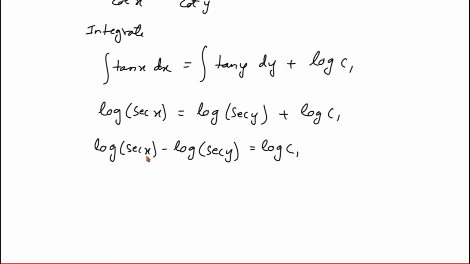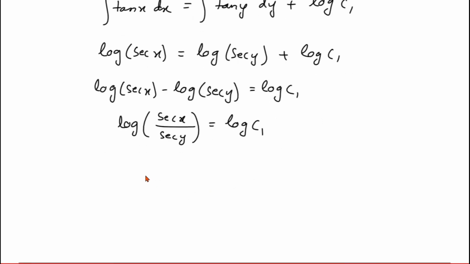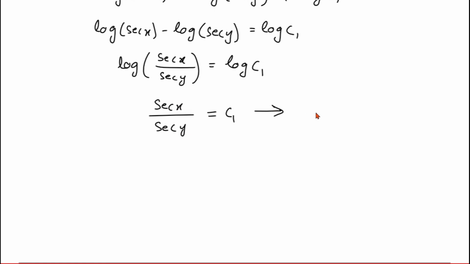Now this is in the form of log m minus log n, which will be log of m by n. So log of secant x divided by secant y is equal to log of C1. So if I cancel out the log, you'll get secant x divided by secant y is equal to C1. That is the first solution we have got. Let me take this as equation number 1.